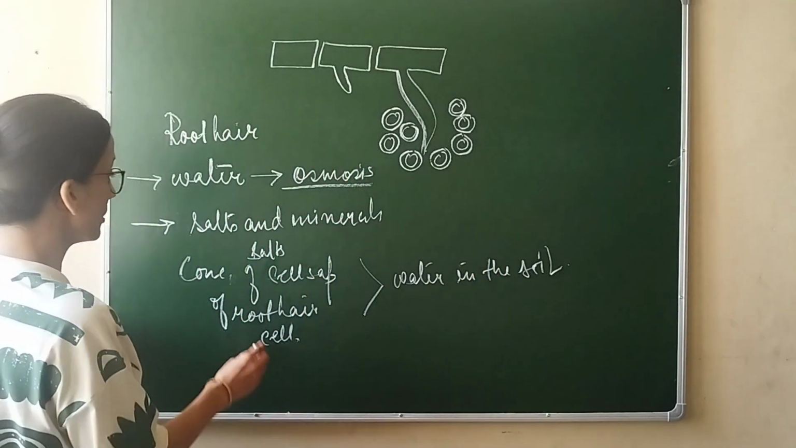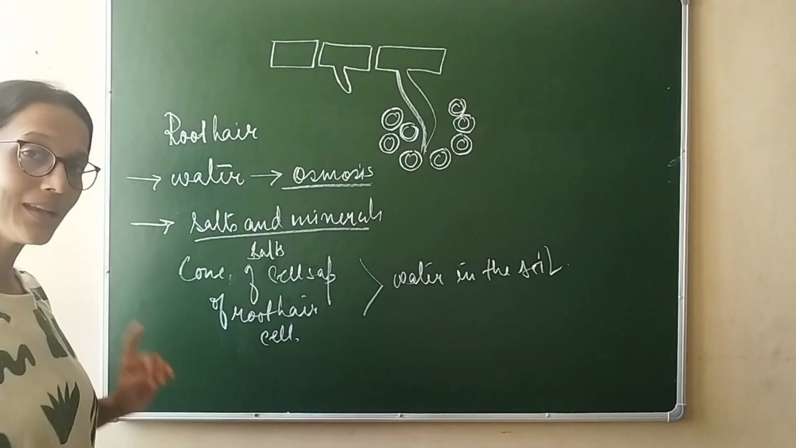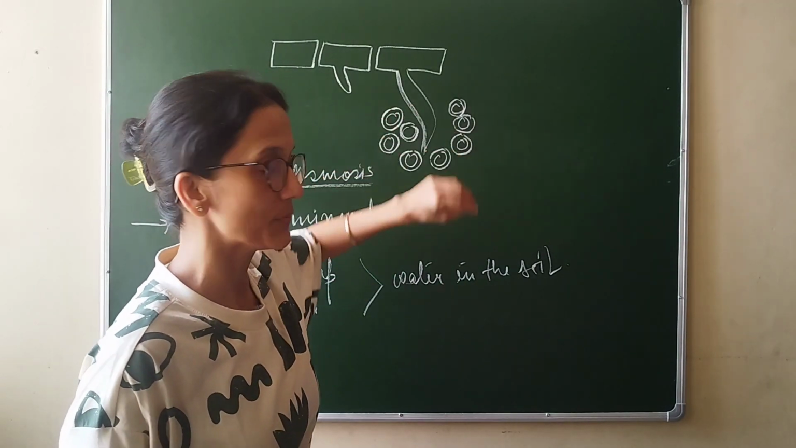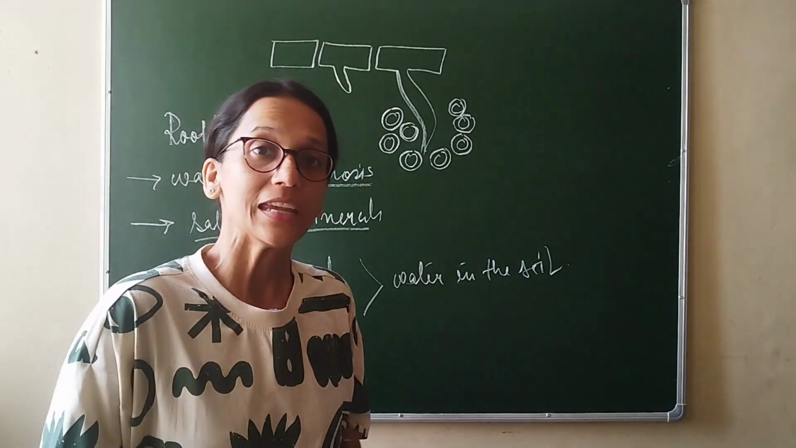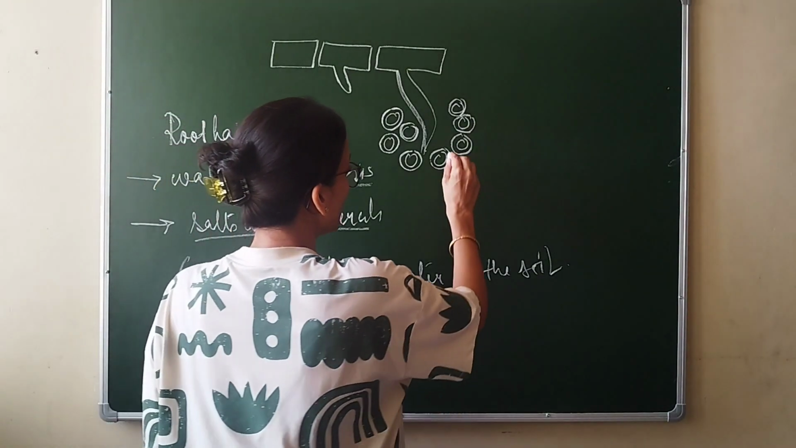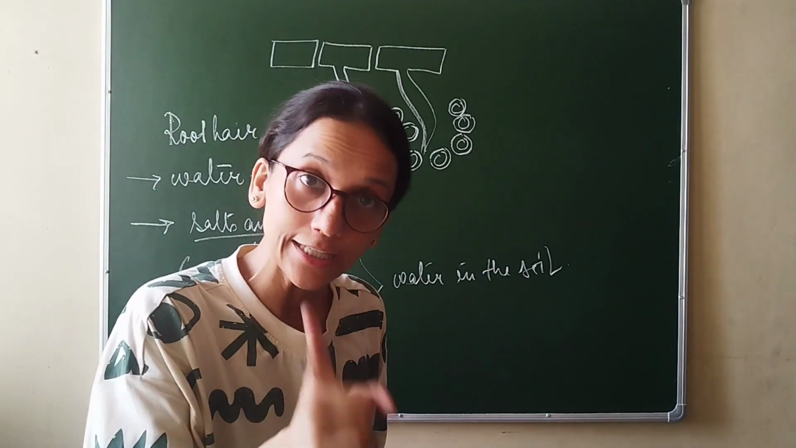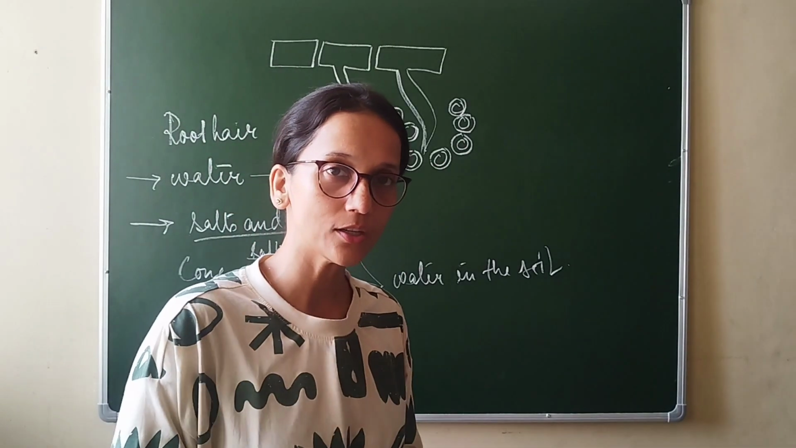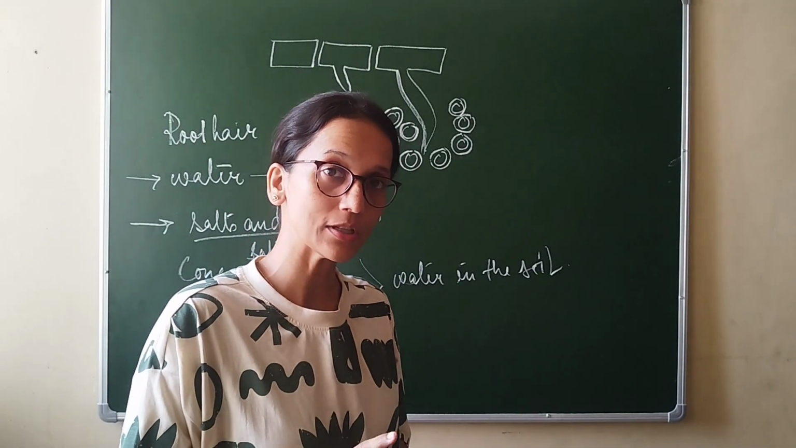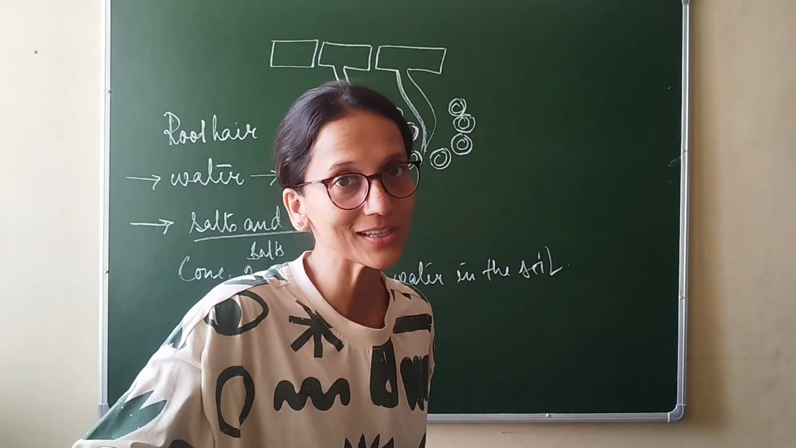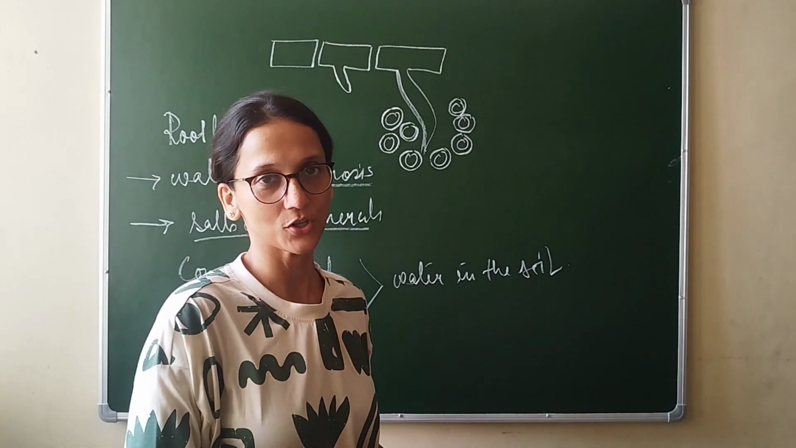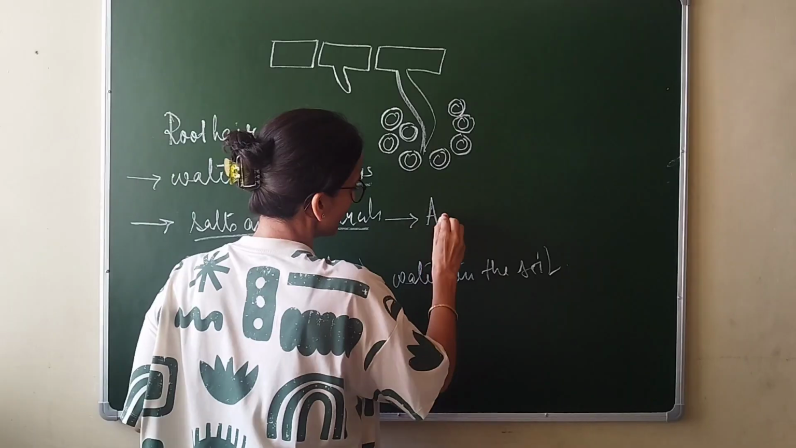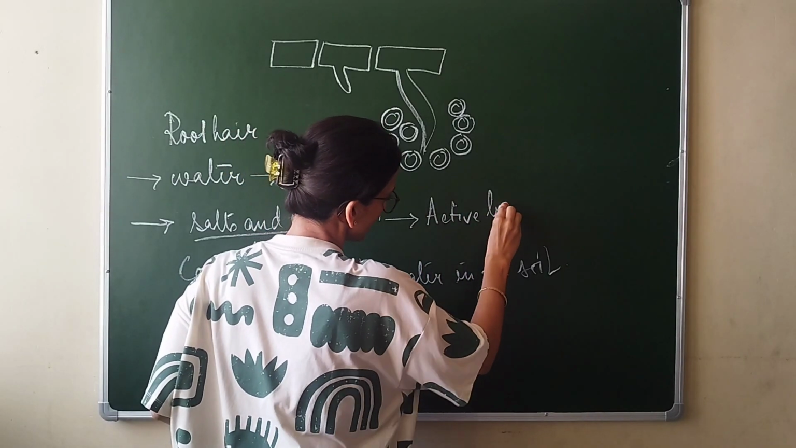But when we talk about salts and minerals, in my last class I explained that the amount of salts and minerals present in the cell sap is already higher compared to that present in the water. Yet this cell is going to absorb salts and minerals from the soil. How can it do this? It has to absorb salts and minerals from a lower concentration gradient to a higher concentration gradient. So I'm sure you already know this answer. This will happen by the process of active transport.